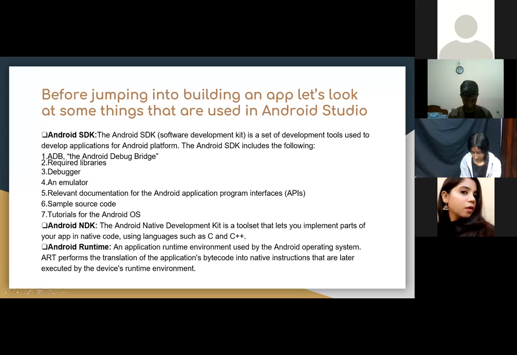Then you have the Android NDK. NDK is the Native Development Kit. As I have been repeating for the third, fourth time, if you are using languages like C or C++, you need some native code. That native code is written in the form of libraries, and those libraries are stored in our Native Development Kit. We can simply use those libraries, so we don't have to write that code from scratch. We can implement the C or C++ things that we need in our application.